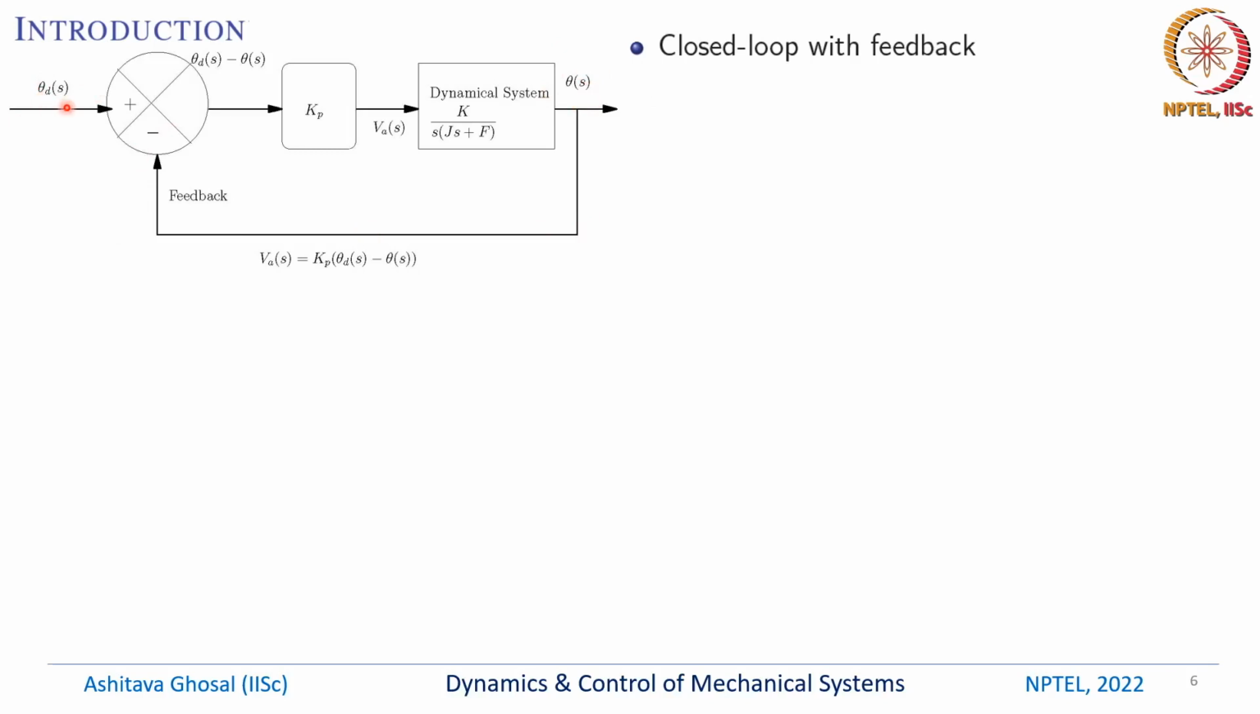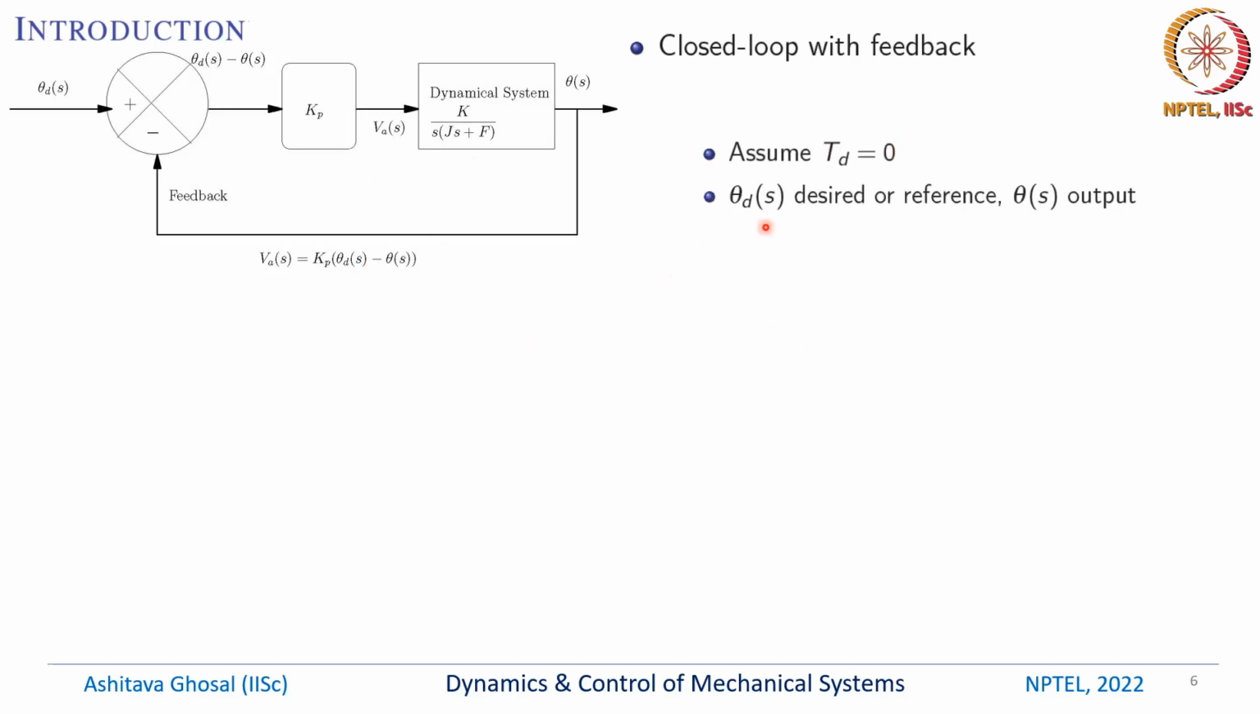There is a desired theta which we want the link to rotate by as a function of time. So we obtain the error between theta d of S and theta of S. This is the error, and then we multiply the error with this Kp, which is the controller transfer function, and the output is the voltage. So VA of S is Kp into (theta d of S minus theta of S). In this example, we will also assume that there is no external disturbance.